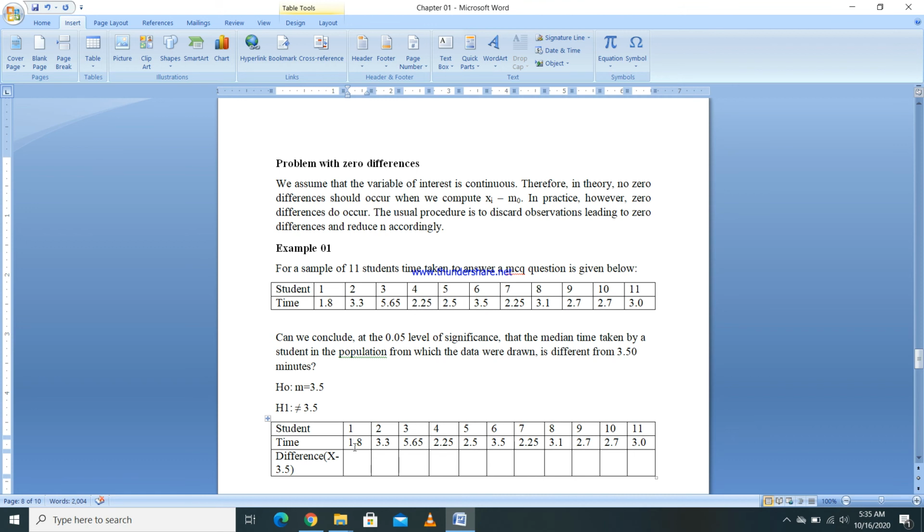So that is 1.8 minus 3.5, and you just put the sign. 1.8 minus 3.5 is a negative figure. 3.3 minus 3.5, negative. This is positive, negative, negative. This is equal to 0. And here negative, negative, negative, this negative and negative. So you can see you have one observation where the difference is equal to 0. So what you have to do is omit this observation from your sample.